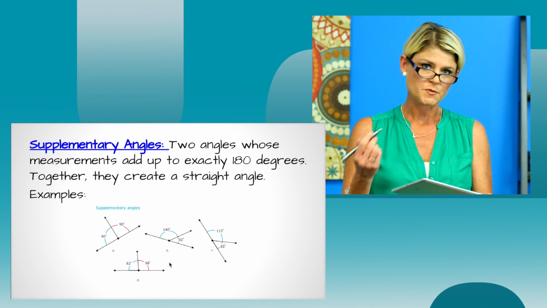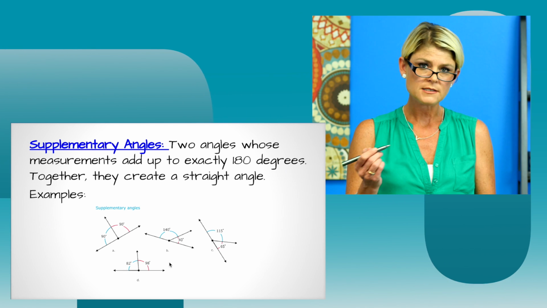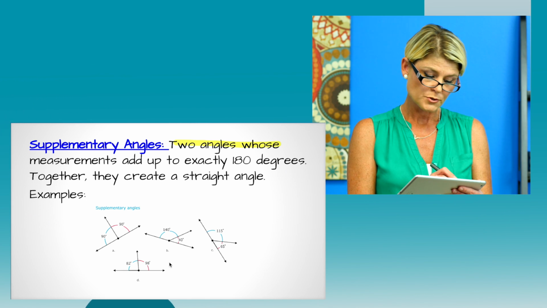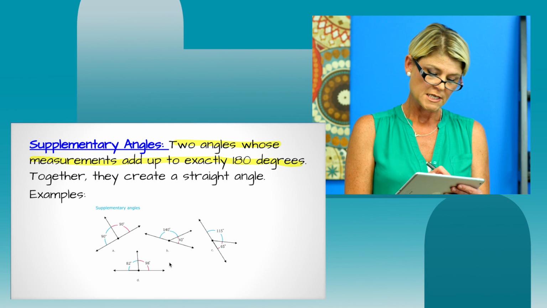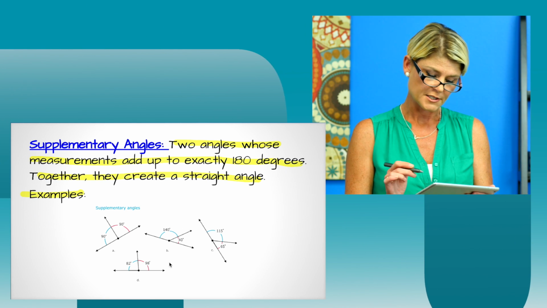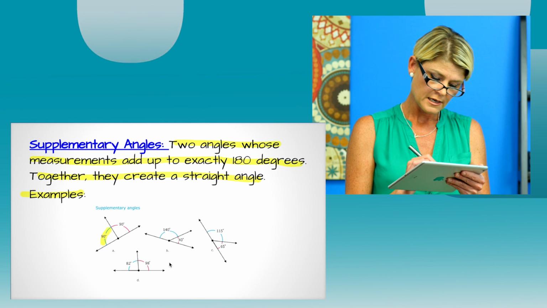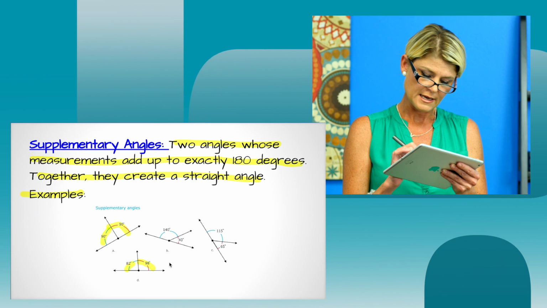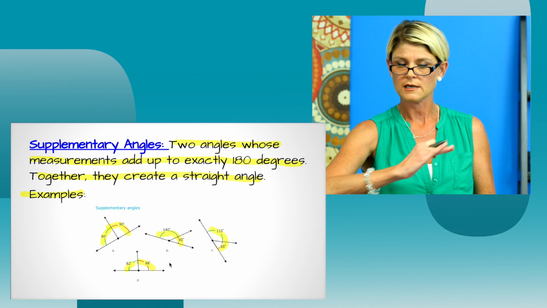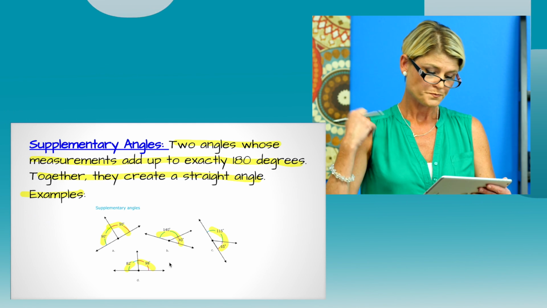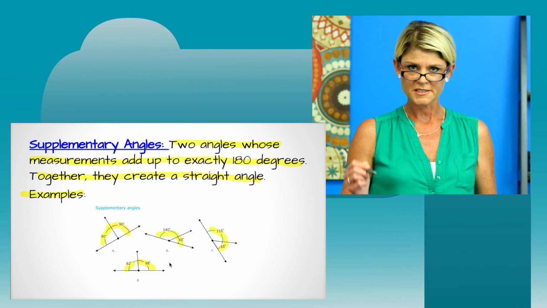We also have a special relationship in angle pairs called supplementary angles. These are two angles whose measurements add up to exactly 180 degrees. Together they create a straight edge. Let's look at some examples of supplementary angles. We've got 90 and 90, 82 and 98, 140 and 40, 115 and 65. All of them you can see make a straight line or a straight angle, and they add up to exactly 180 degrees.